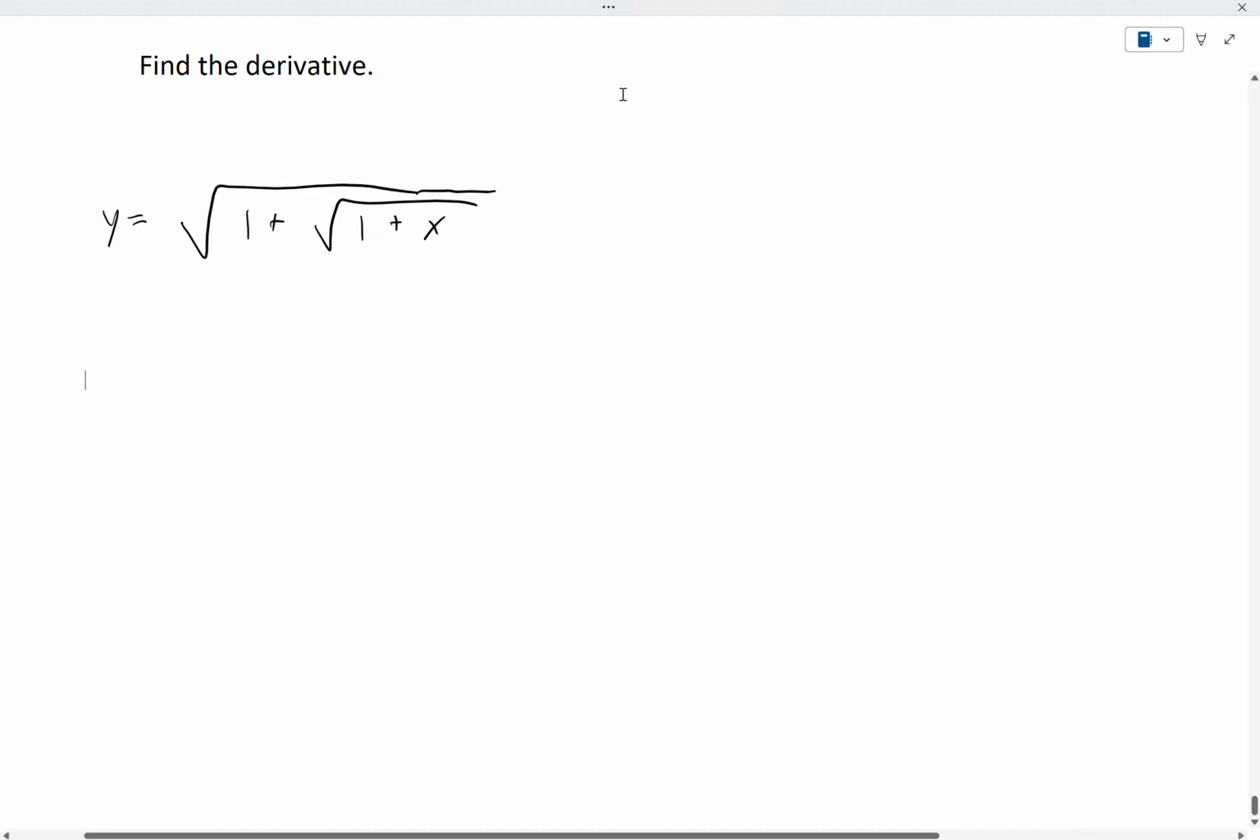Today we're taking the derivative of this function that involves a bunch of roots in it right here. And you can see that we're going to be using the chain rule. Just how many times are we going to be using the chain rule, and what are our functions going to be? Those are the questions for this problem.